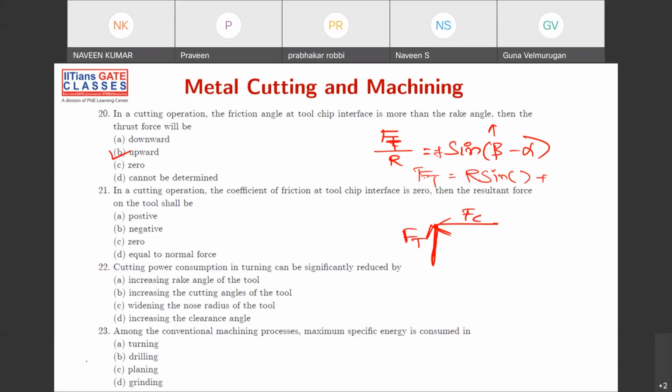Okay, next one. Come on, next one. Yeah, I'm wrapping it up because I want to do the solution for the next question. That's why. 21st one, come on.